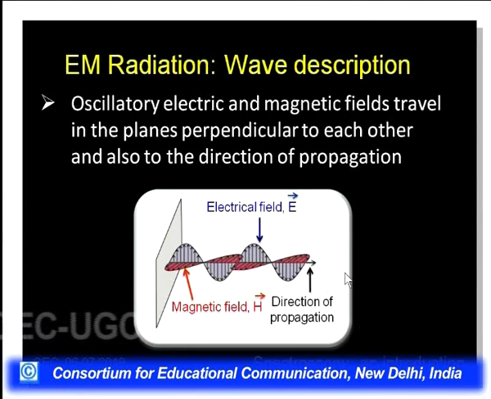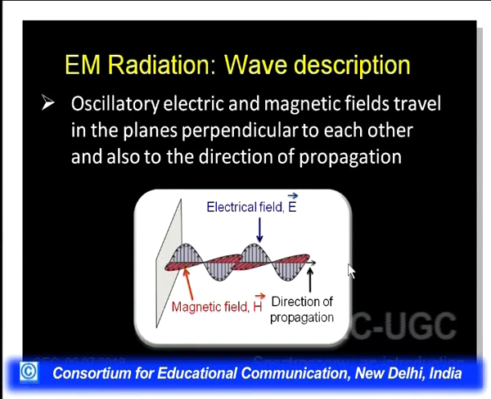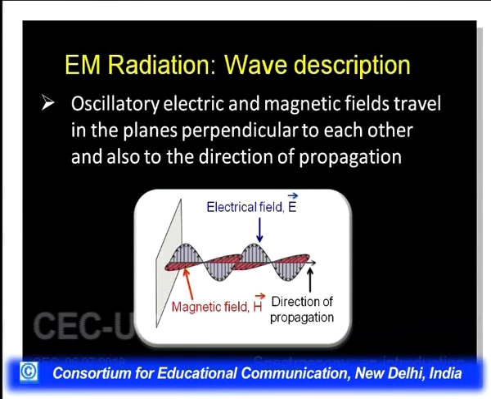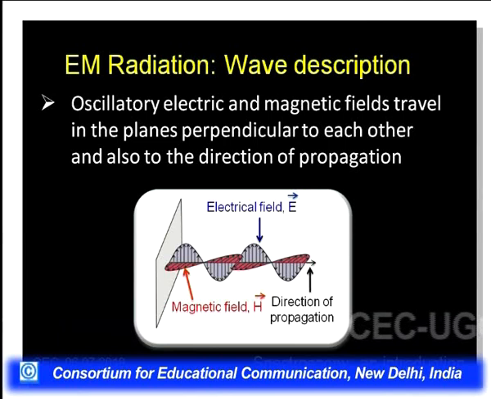So, there are three things now. The finger here is indicating the direction of propagation of radiation. The thumb here gives me the direction of the electrical field. And this middle finger here gives me the variation of the magnetic field. So the three things are mutually perpendicular to each other. That is a very typical way of looking at electromagnetic radiation. Fine. So now we know what electromagnetic radiation is.